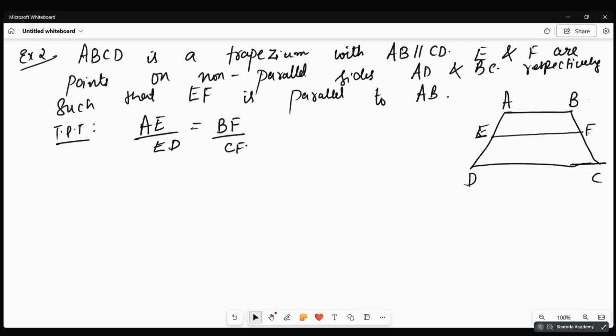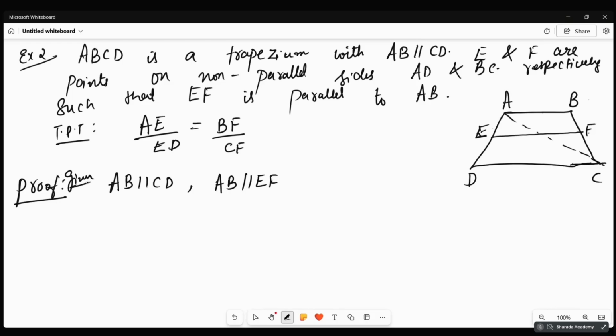So now this is a trapezium. So where do we use the BPT theorem? What we will do, we will join AC here, join AC line. Okay, and first thing what they have given here, AB parallel to CD and AB parallel to EF. These two things are given. Correct?